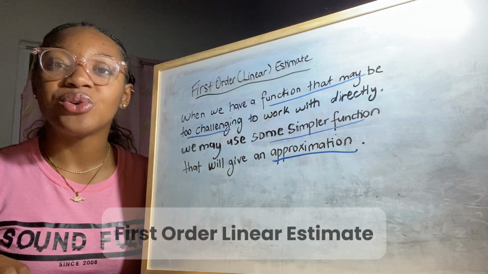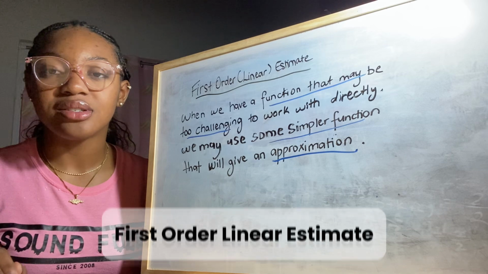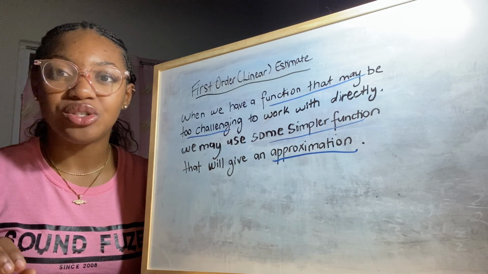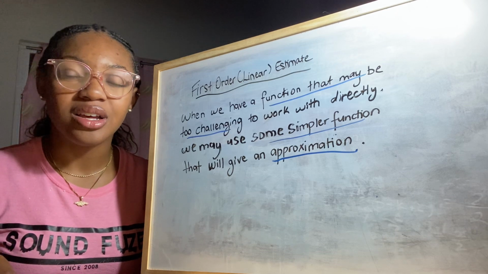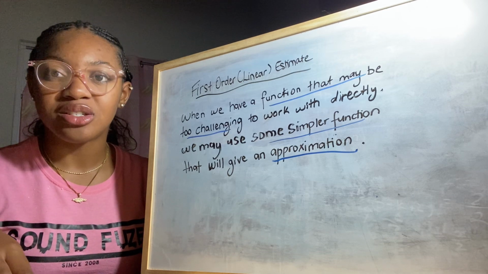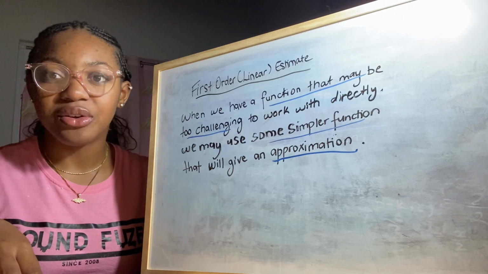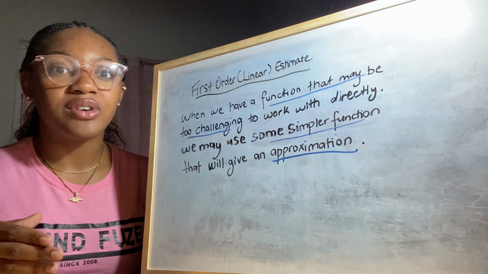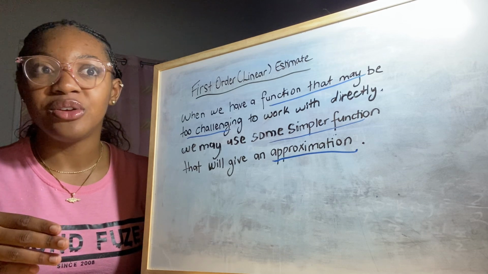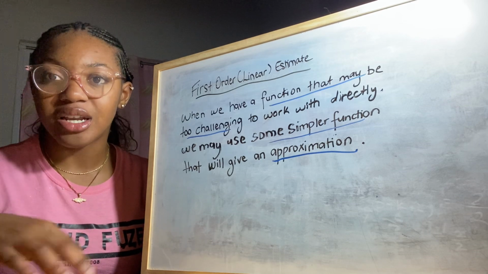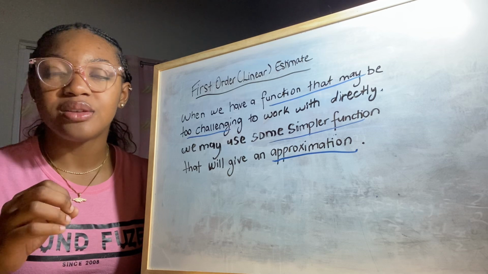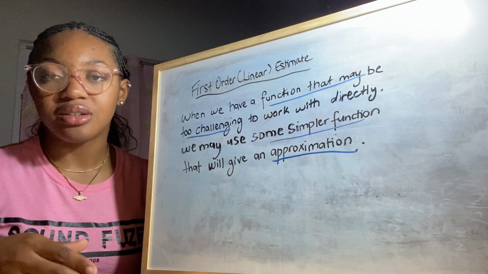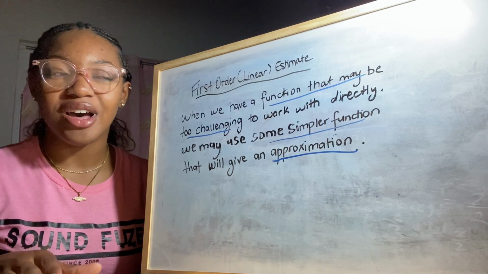So here we have first order linear estimates. When do we use this? This concept is used when we have a function that may be too difficult to work with directly. So instead of using that function to determine some value, we determine some simpler function that would give us an estimate. Whatever value we substitute in it, we're going to get an estimate. And this simpler function, we would have to determine based on given information. You're going to see how that comes into play.